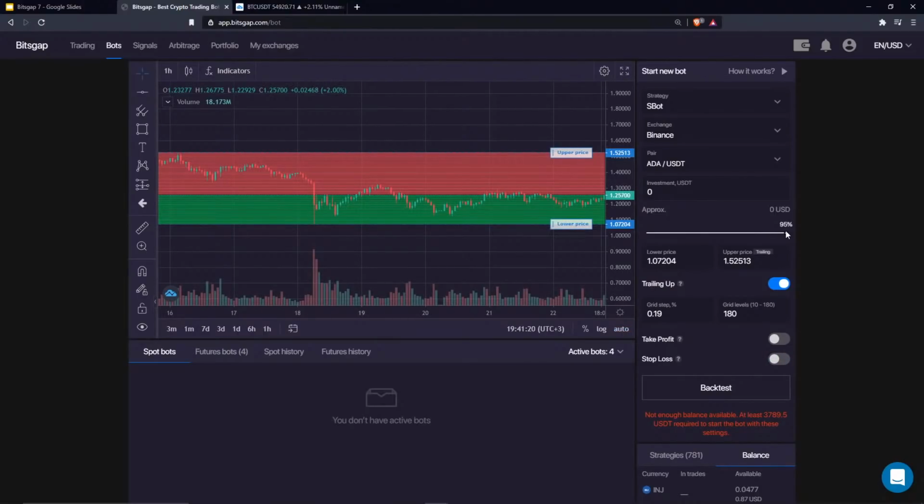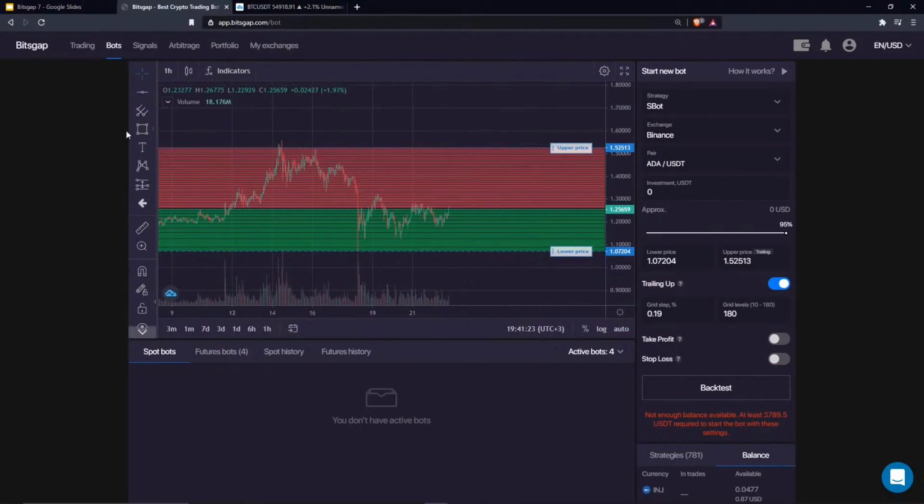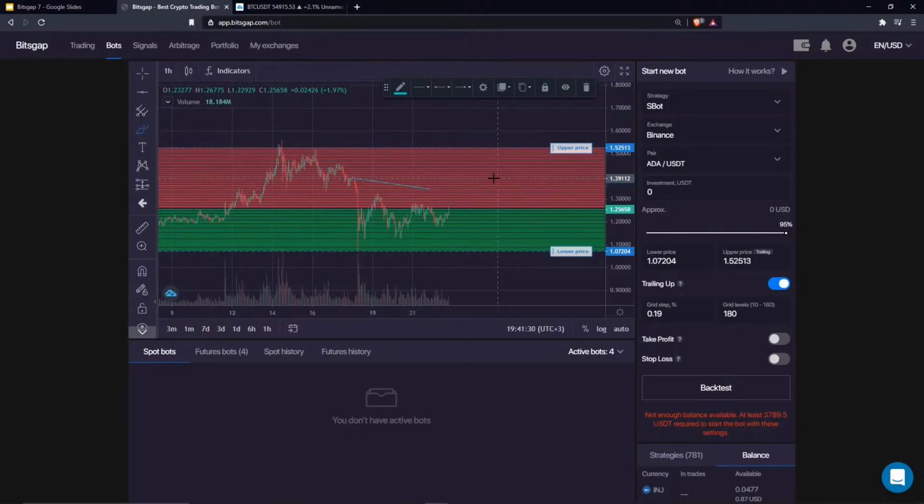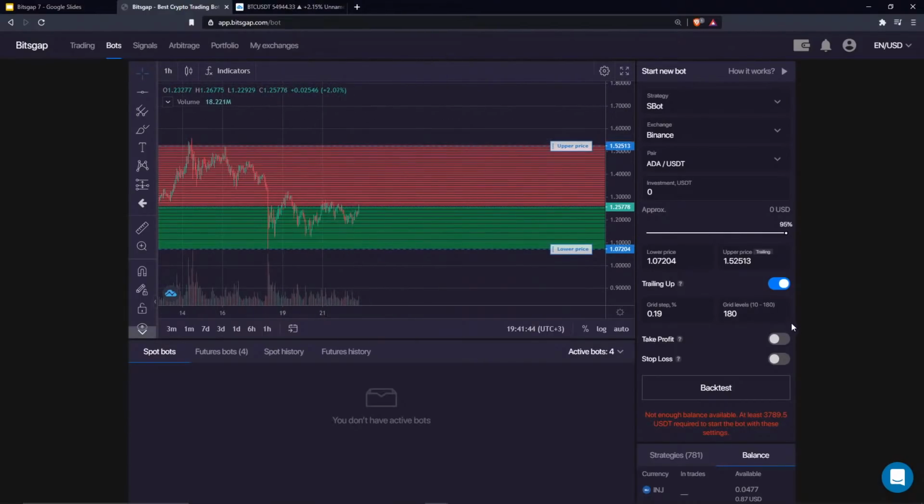So here you see that you only have, where is my pencil? These are only grid levels, so below are grids, above are grids. So here you are trading with grid orders. You don't have the leverage here, so you are basically trading with your own money. So you don't take extra funds from the market, so you don't have to pay the funding fee and all that stuff.